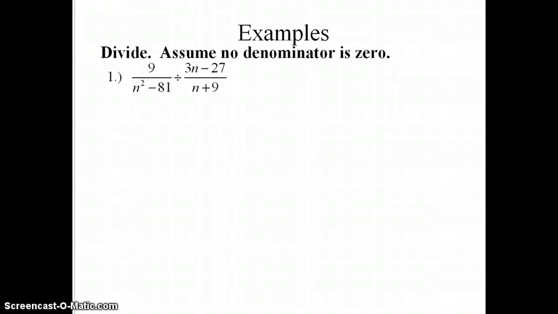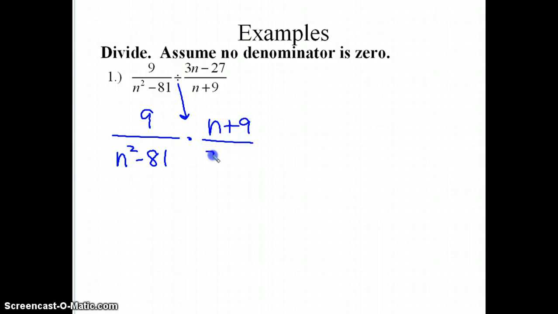Again, we're not going to worry about restrictions at this time. We're going to assume that no denominator is 0. So we'll begin with our rule of leave, change, flip. We have 9 divided by n squared minus 81. I leave that fraction. I change the division to a multiplication. And I write the reciprocal n plus 9 over 3n minus 27.